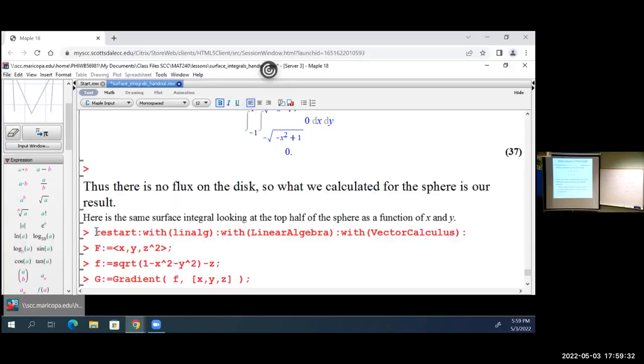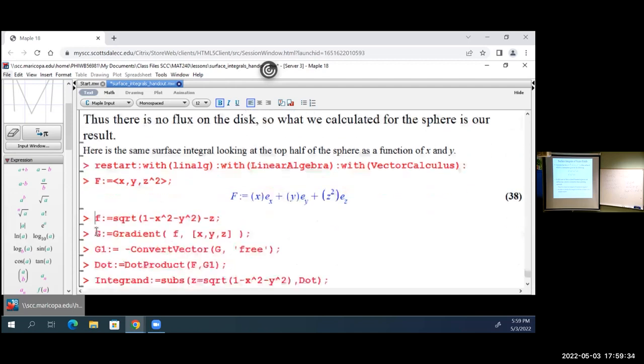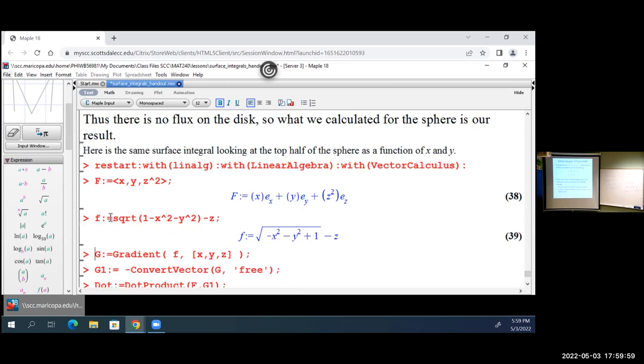So let's talk through this. All right, I put in my vector field. Now I put in my function as a function of x, y, and z. So basically what I do is I first make it z equals. Then I subtract the z over to the other side to make it a function of x, y, and z. We did this way back when we did gradient as a way of finding a normal vector to a surface. That's all we're doing. So that's it.